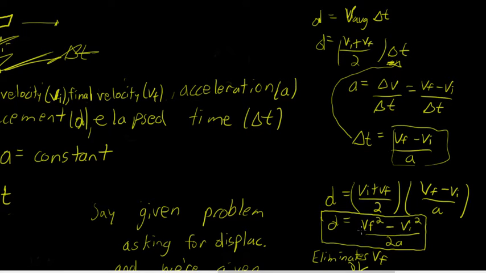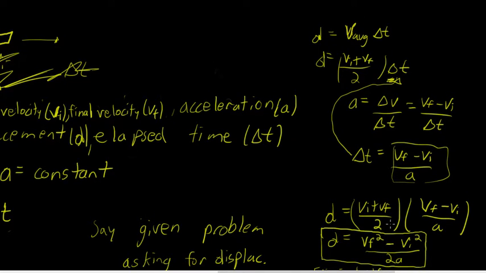And if that doesn't make sense, just pause this video and FOIL this out, and you'll see that this is what that equals. So here, if you're asked a problem about a car speeding up or slowing down, or let's say a car slows to a stop, so you know the final velocity, and let's say you're given the initial velocity. You don't know how long it takes for it to slow to a stop, but you know its rate of deceleration. You can find the displacement.